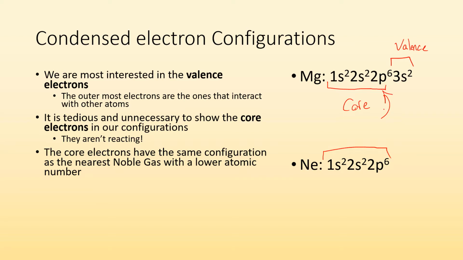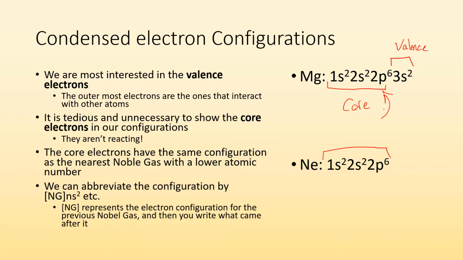So in order to save ourselves some time and be more efficient or lazy, whatever you want to say, I prefer efficient because it sounds better, we can do an abbreviation where we use brackets and we put the identity of the noble gas and then what comes after it. So if I'm taking a look at magnesium, I could rewrite this as bracket neon and then whatever comes after that, right? So this bracketed neon is this 1s2, 2s2, 2p6, and I didn't have to write it out. I just said bracket neon, and then what isn't neon? Well, the 3s2 makes magnesium different than neon.